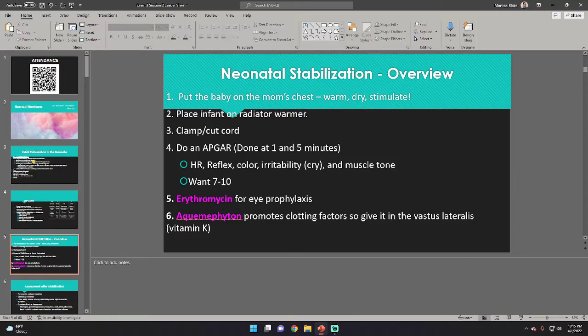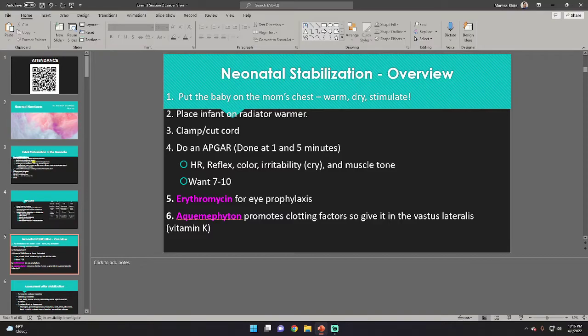Okay, we're going to be putting mom on baby's chest to establish that warm barrier to the baby. The air that's around us in the hospital room is very cold, and we have to make sure that we're putting them skin to skin or putting them in a swaddle to keep them warm. We're placing them on a warmer. We're going to be cutting the cord, and of course, doing the Apgar here.